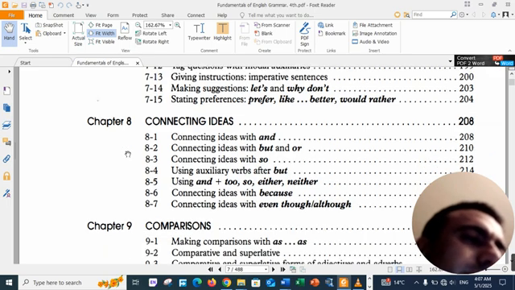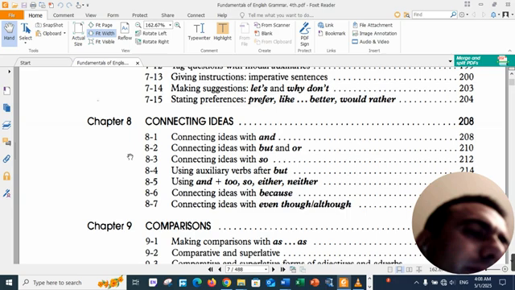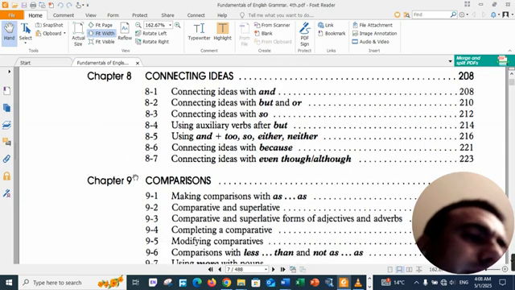Chapter 8, connecting ideas. 8-1, connecting ideas with and. 8-2, connecting ideas with but and or. 8-3, connecting ideas with so. 8-4, using auxiliary verbs after but. 8-5, using and plus too, so, either, neither. 8-6, connecting ideas with because. 8-7, connecting ideas with even though, although.